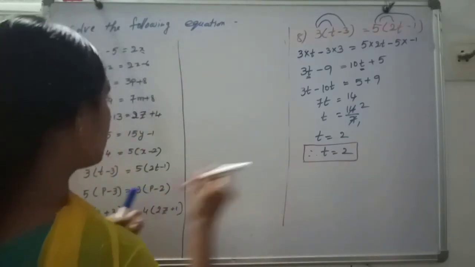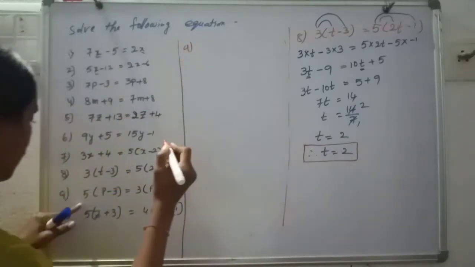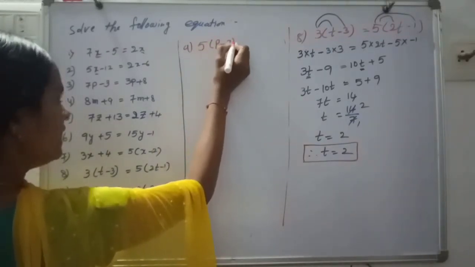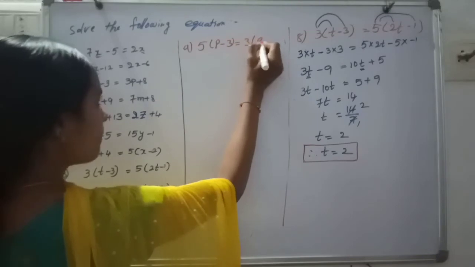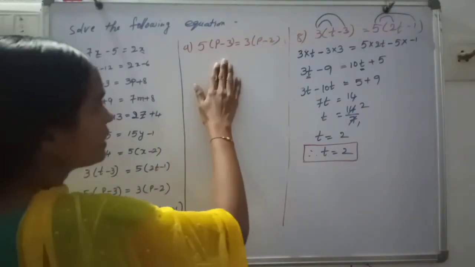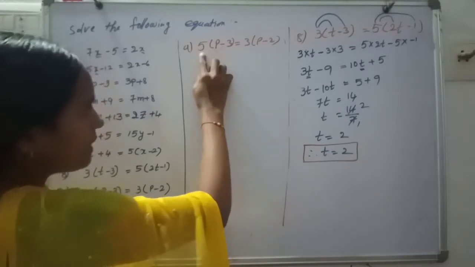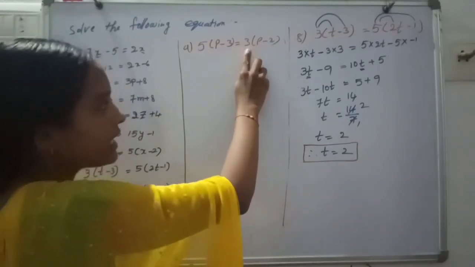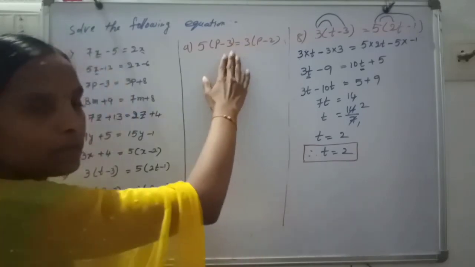Ninth one. What is the value of p? 5 into (p minus 3) equal to 3 into (p minus 2). It is a simple equation. Now let's see here: (p minus 3) multiplied with 5 equal to (p minus 2) multiplied with 3.